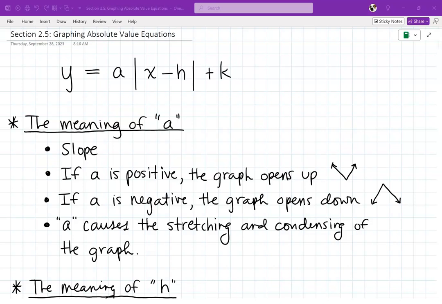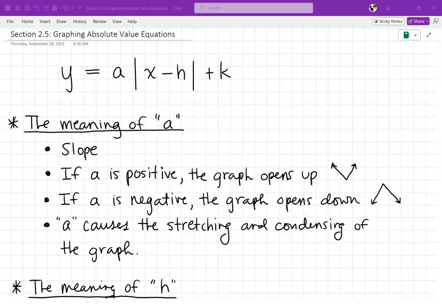And A causes the stretching and condensing of the graph. By condensing, that means the graph gets squeezed, so it gets sharper, a very sharp V, right? The way it condenses is based on the numbers. If the numbers are whole numbers, like a 3, a 5, a 10, something bigger than 1, it tends to condense it and makes it sharper. But if the A value is a fraction, like a 1/4, it opens up really slowly, so it gets really wide. So it basically gets stretched.